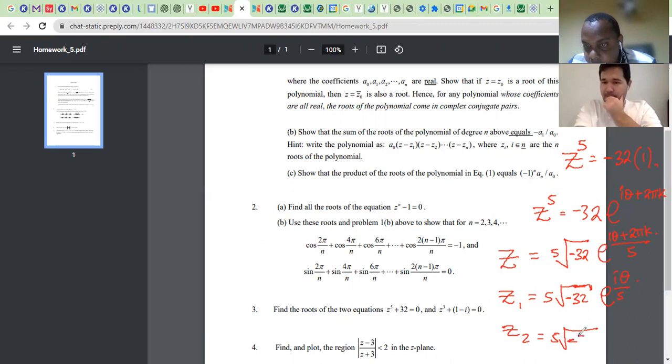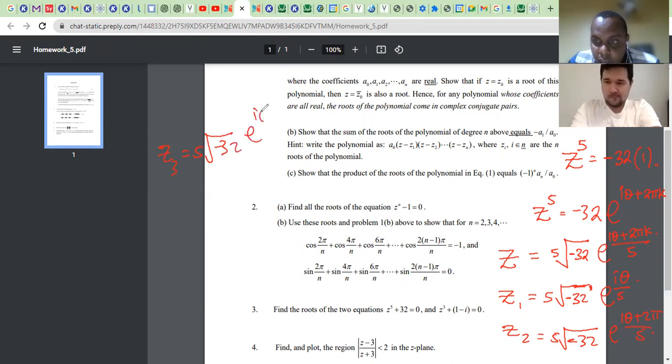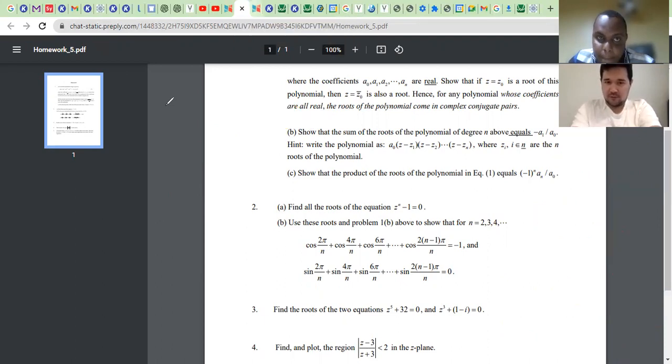Okay. So the second one is the fifth root of negative 32, e^(i(θ + 2π)/5). And then the third root is the fifth root of negative 32, e^(i(θ + 4π)/5). And they keep going. So we are going to also have Z4 and Z5. The only thing that's going to change is that in Z4, it's going to be 6π, and in Z5, it's going to be 8π. And then we stop there. And these are the roots of our equation.